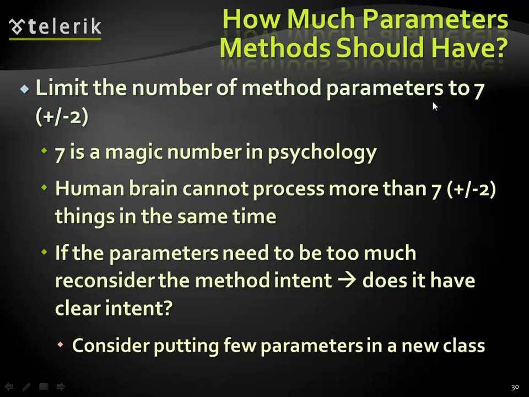Seven parameters limit. Okay, this rule is a bit difficult to maintain in many cases, but if you need more than 7 plus minus 2, let's say more than 9 parameters for a method, then you have to rethink.